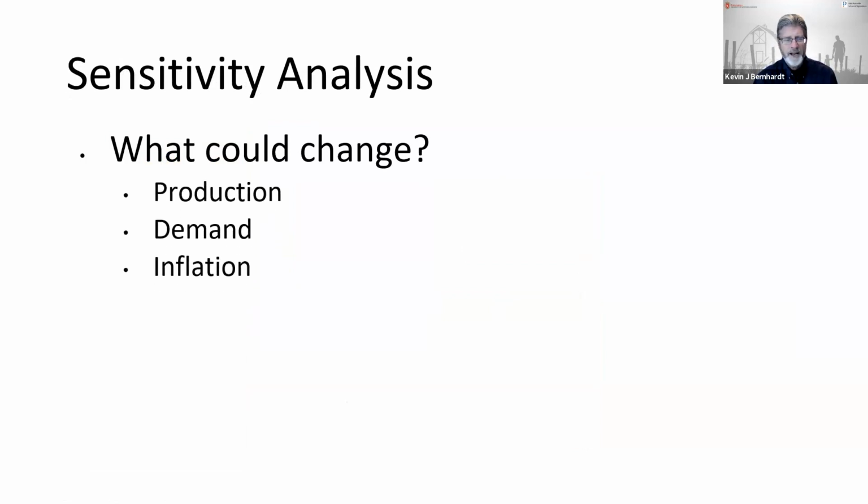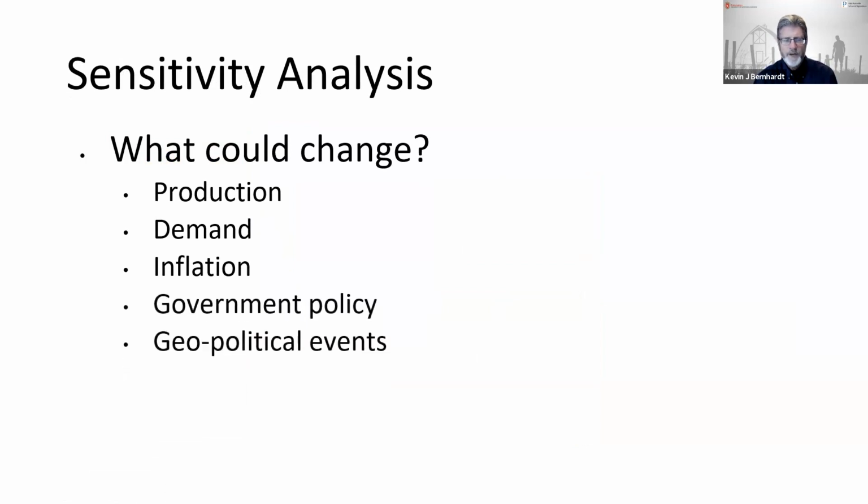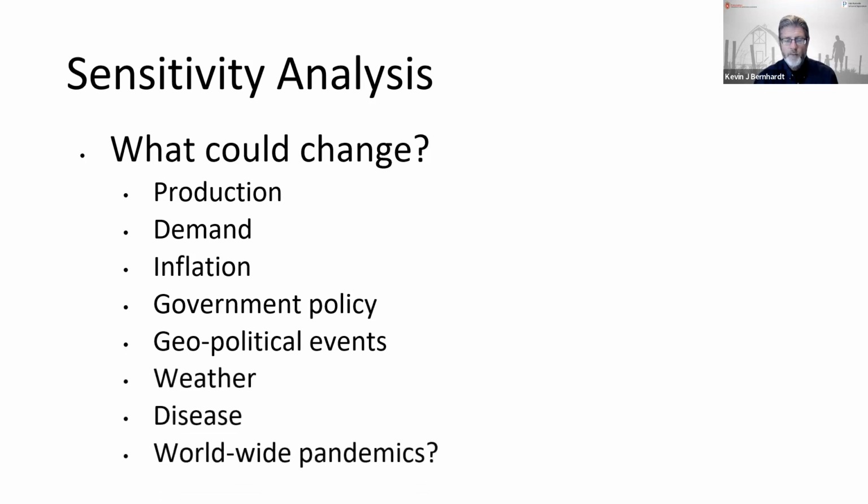Well, production could change, demand could change for the products, inflation could happen. We could have government policy changes, geopolitical events. We certainly have seen a lot of those over the last few years. Weather, disease, and I would have to mention it, worldwide pandemics. Obviously something that was just added more recently as a possible black swan event that could occur. So we want to make sure to do sensitivity as well. And the spreadsheet system does give us the capacity to be able to do that.